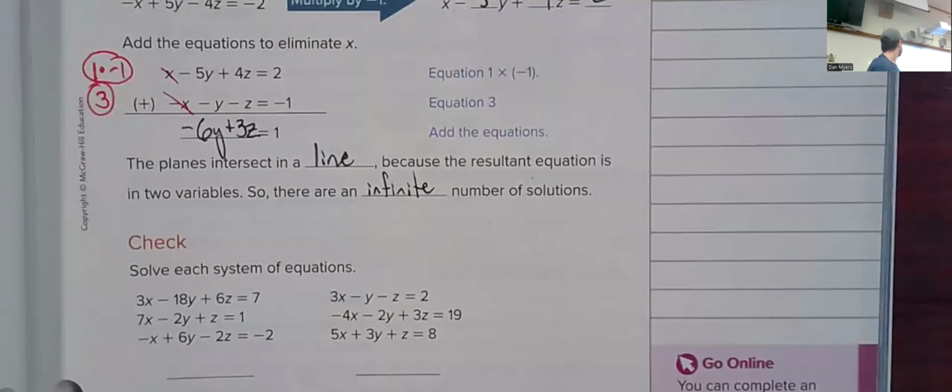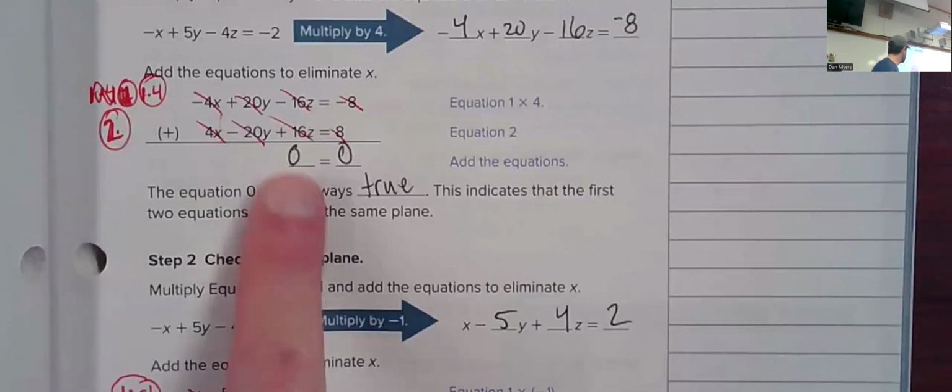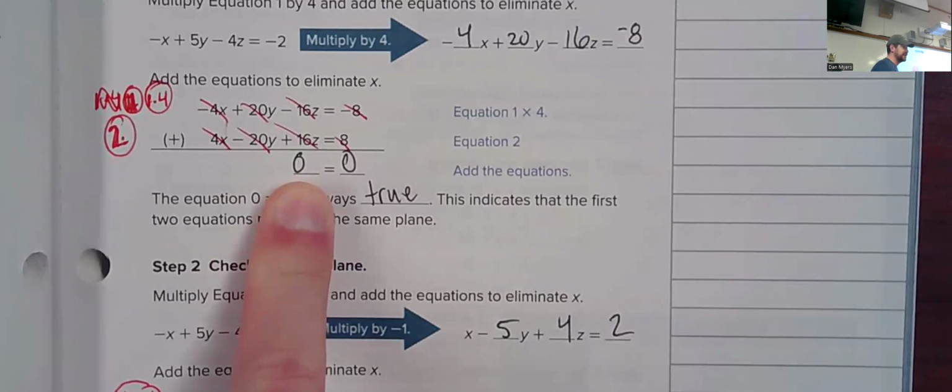number of solutions. Now, just to be clear, unless the problem specifically asks you how they intersect, if they're all three the same plane or if they intersect in a line, I don't need you to figure that out. If you get to this point right here, and it just wants you to answer it, you can stop here and say infinitely many solutions.